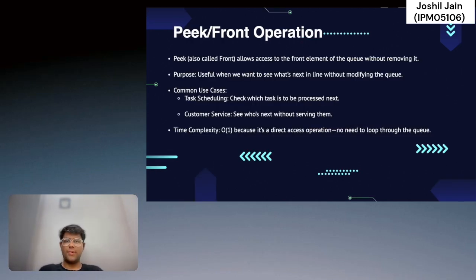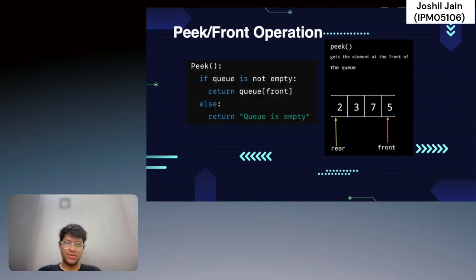Now let's see the next operation, which is peek, also called front. The peek or front operation simply allows us to see the front element without removing it. This is very useful when we need to check what's next in line but don't want to disturb the queue. Like the other operations, peek also operates in O(1) time since it just returns the value at the front. Also, here's a pseudocode that shows how the peek function is working.